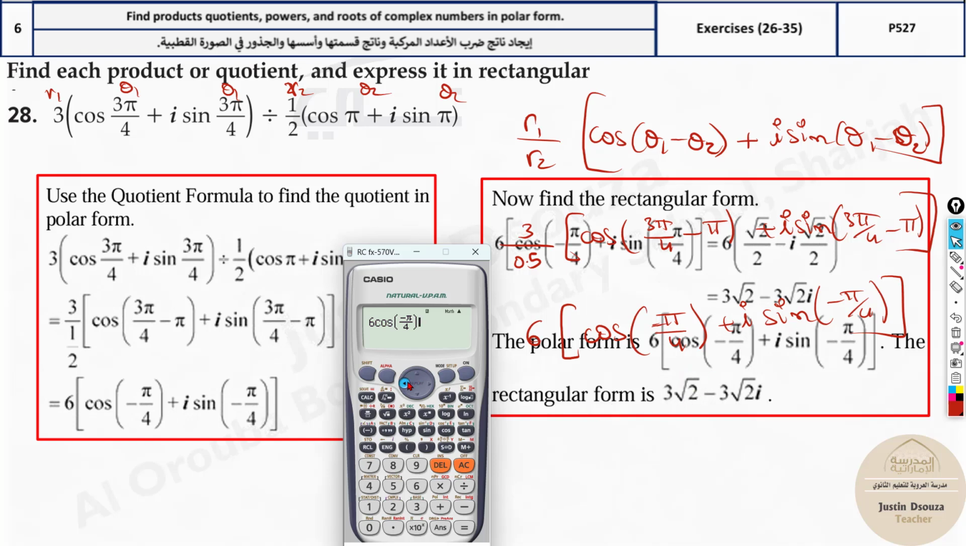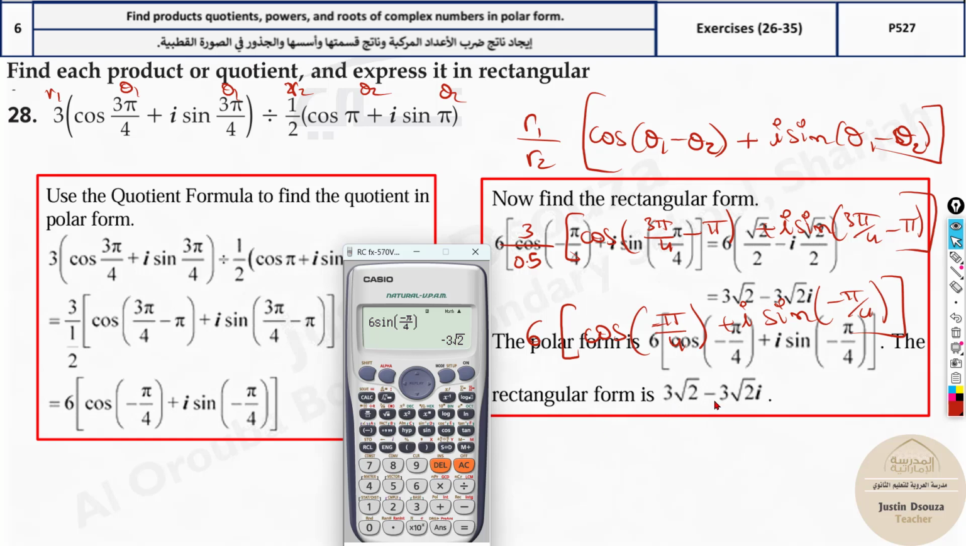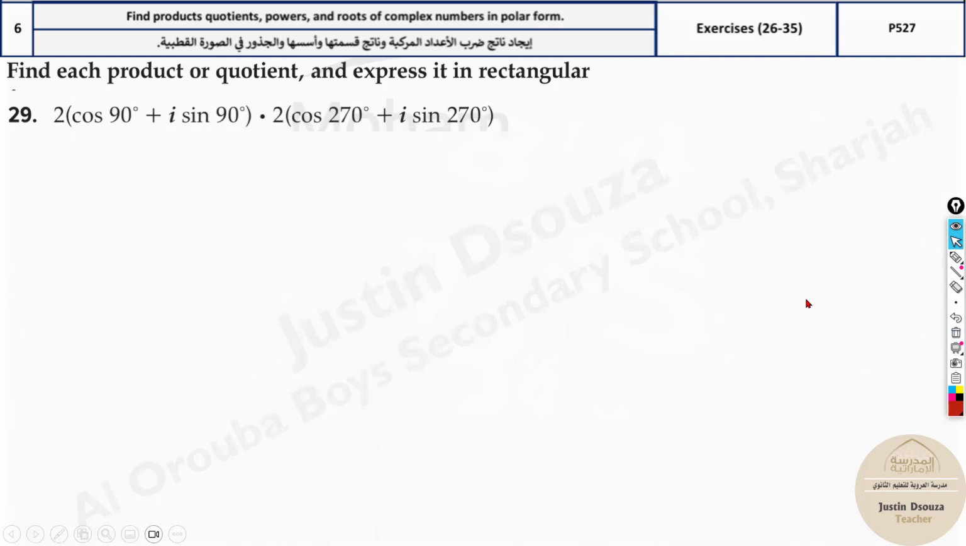Now what about the other one? Just change this to sine. From cosine it becomes sine, and the answer is negative 3 root 2. That will have the I, the imaginary part. So you can see this is the polar form and the rectangular form is over here. So this is how easily you can solve all the problems over here.